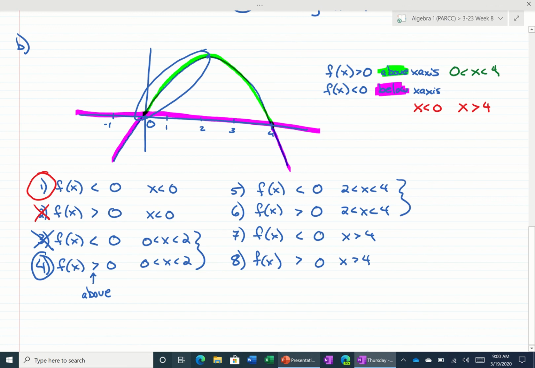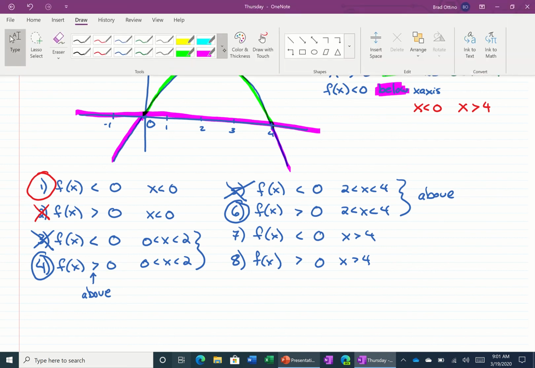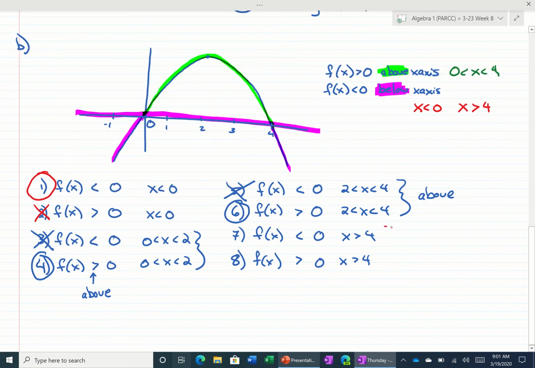Between 2 and 4, that's this section of the graph. The graph is definitely above the x-axis. So we look for f of x is greater than 0. Not less than. That would mean the graph is below. And then for the final part, when x is greater than 4, that's this part right here. Obviously that graph is below the x-axis. So if it's below, f of x is less than 0.